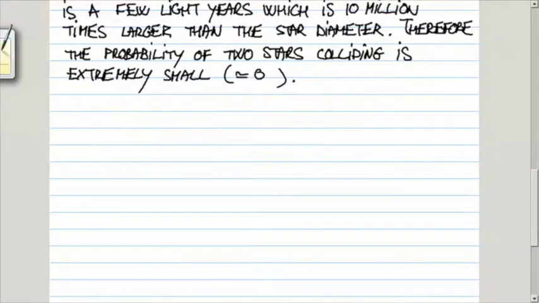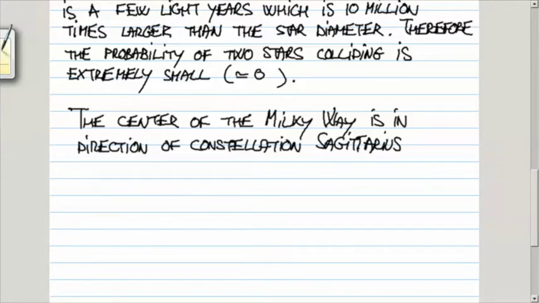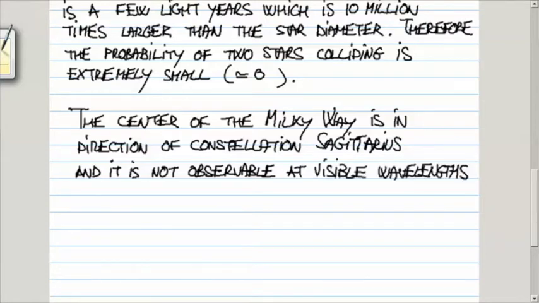Next, I want to discuss what is at the center of our galaxy. And it is not visible to us. First of all, it is in the direction of constellation Sagittarius. And it's not observable at visible wavelengths, because the gas and dust in the disk blocks those wavelengths.